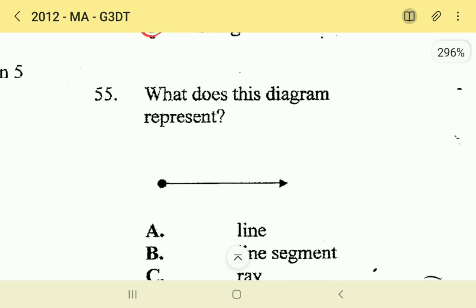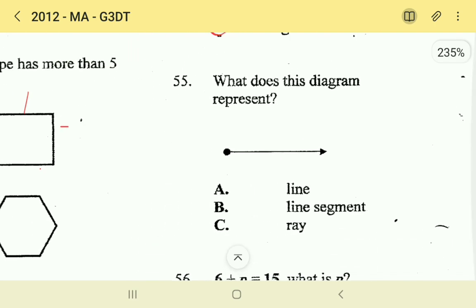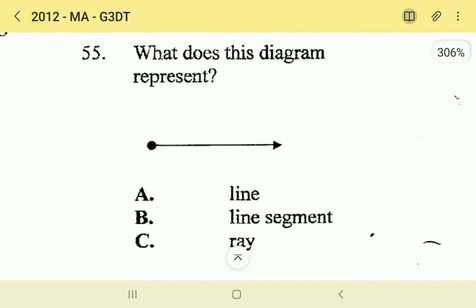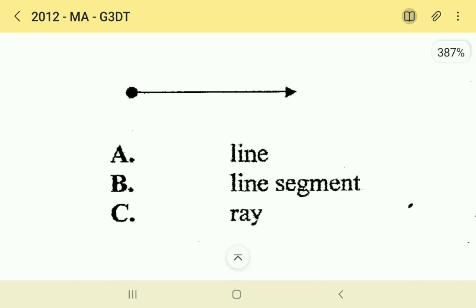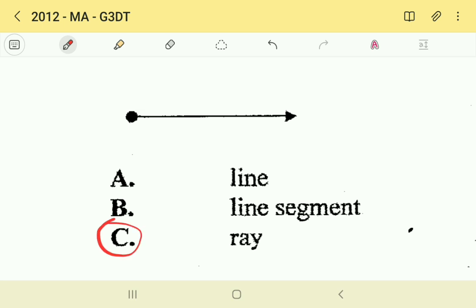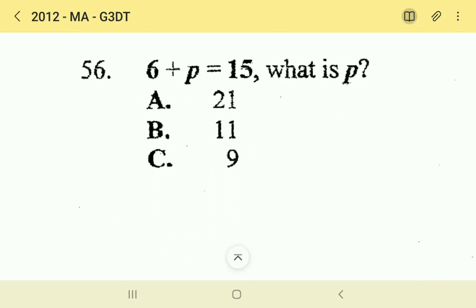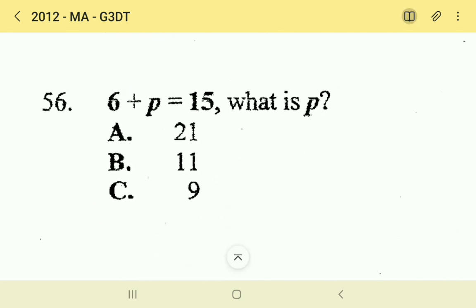55. What does this diagram represent? Guys, this is a repeat item, just that in the other paper, they turned the shape a different way. A says it's a line, B says it's a line segment, C says it's a ray. What's the shape? Ray. It's a ray. Good job, grade 3.